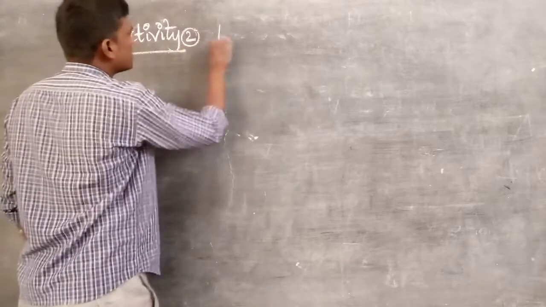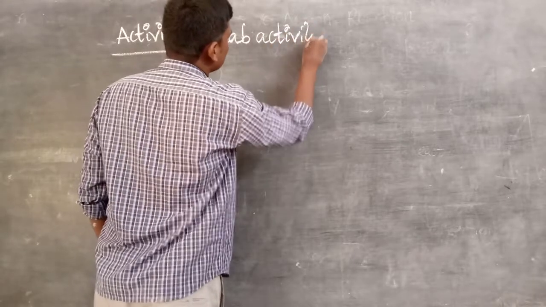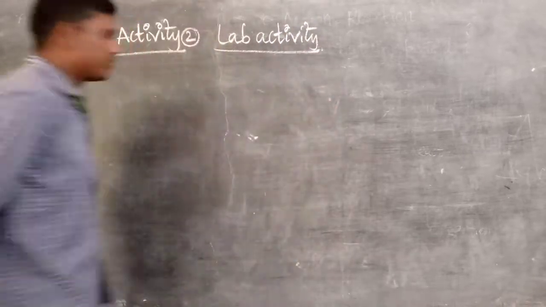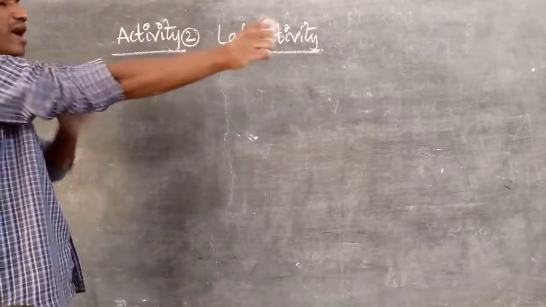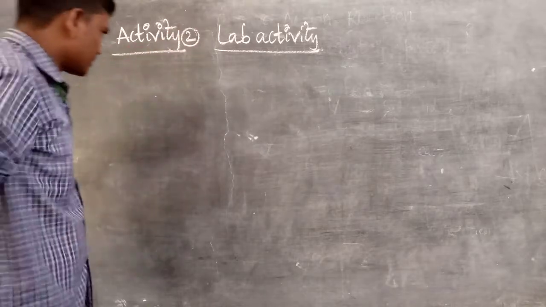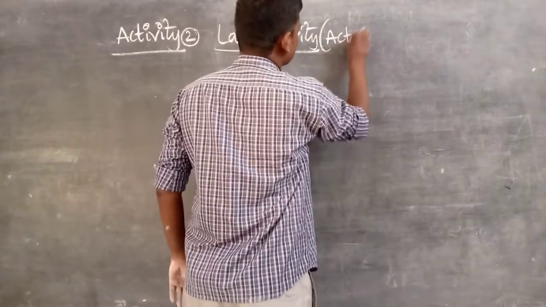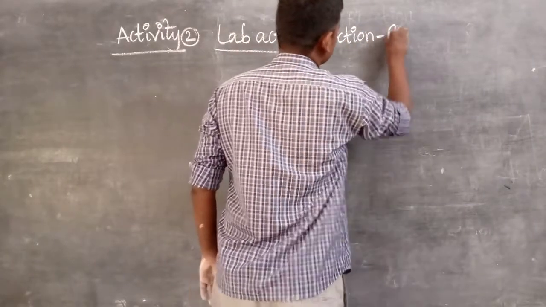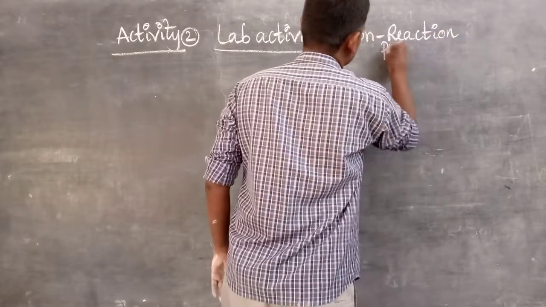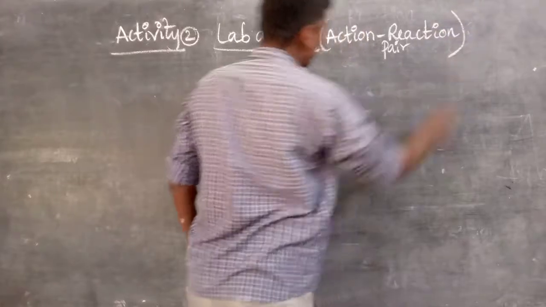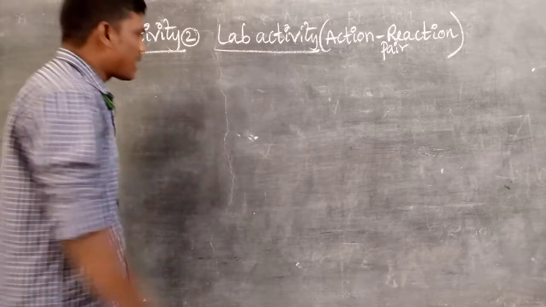Activity 2. It is a lab activity. Under the activity 2, we discuss a lab activity. For which one? Action, reaction, pair. Action and reaction is a pair or not. For that one, we discuss one lab activity.